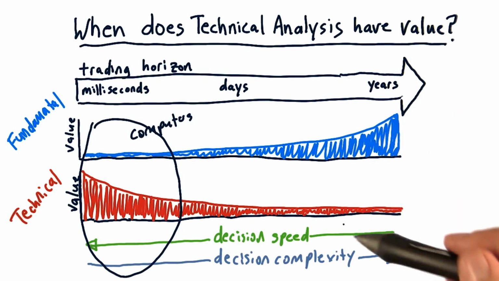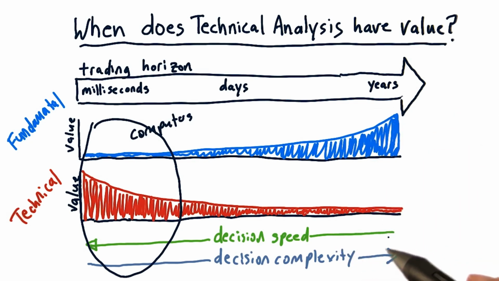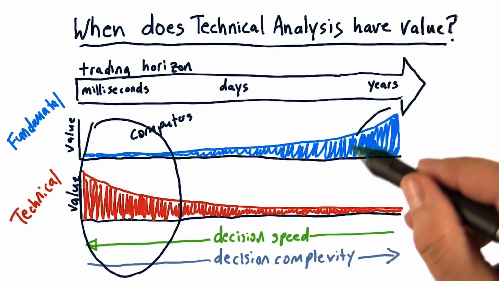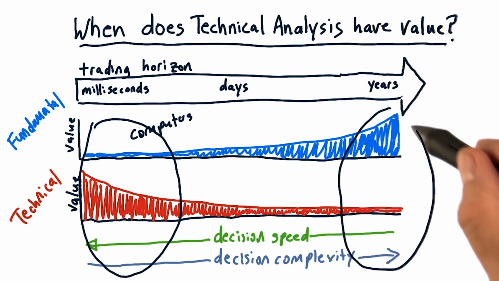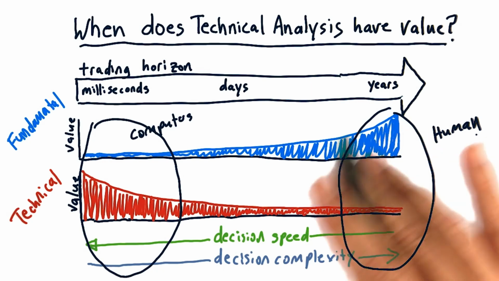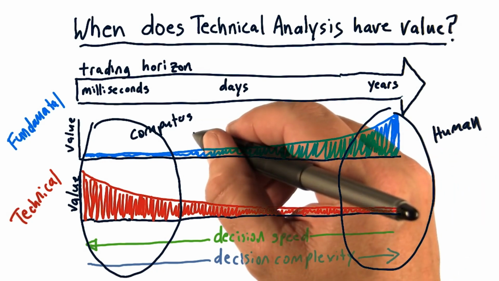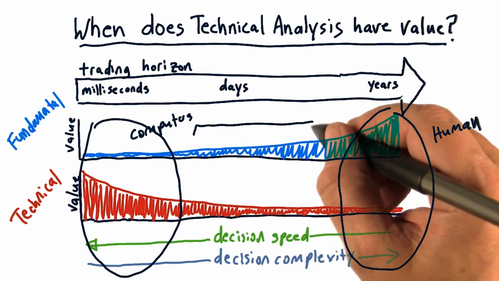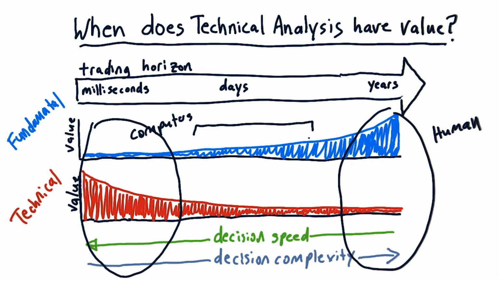Over here, where we can take a long time to make a decision and the decisions are complex, this is the best region for human investors. So if you look at, say, different types of hedge funds, the high-frequency trading, computer-driven hedge funds are operating over here. The insight-driven, human-based hedge funds are operating over here. And then there's this region in the middle where we often see humans and computers working together.